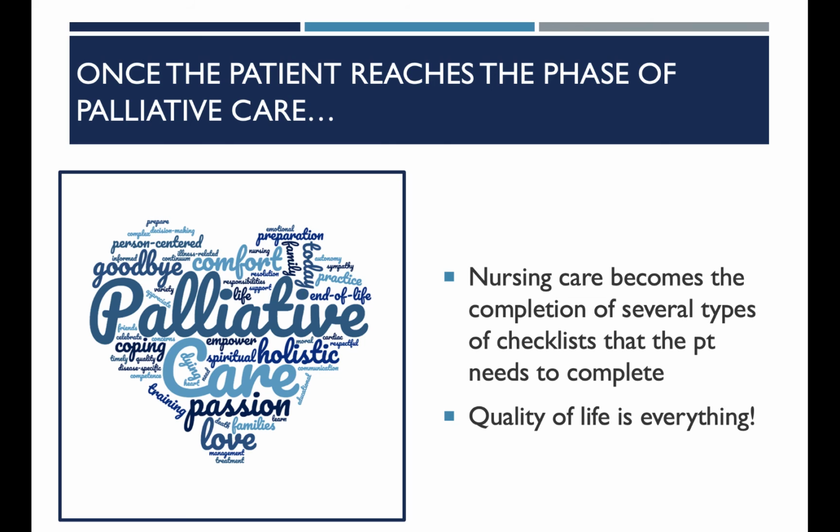Once the patient reaches the phase of palliative care, the nurse becomes the completer of several types of checklists that the patient needs to complete. And at this point, the focus changes, and now quality of life is everything. And what do I mean by checklists? The checklists are simply, do they have all the mechanisms in place if they die at any moment? You have to start changing the focus and expecting that at some point they are going to die.